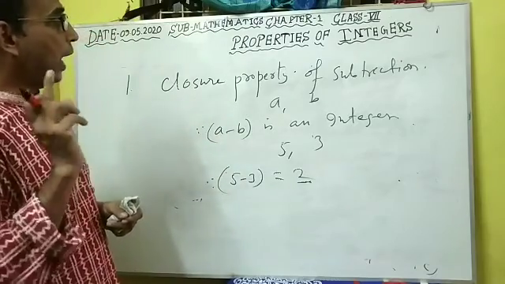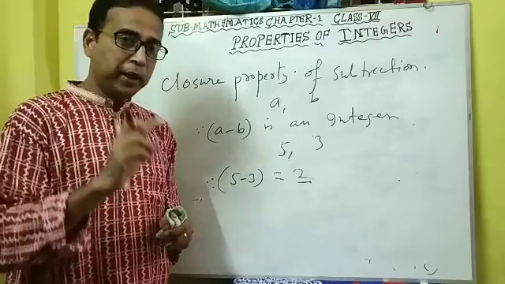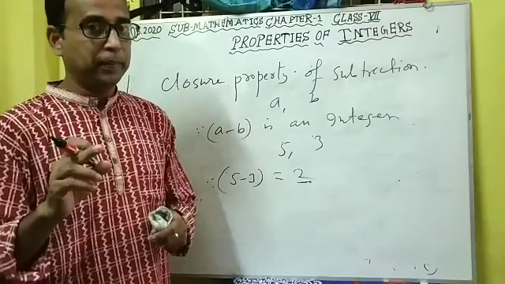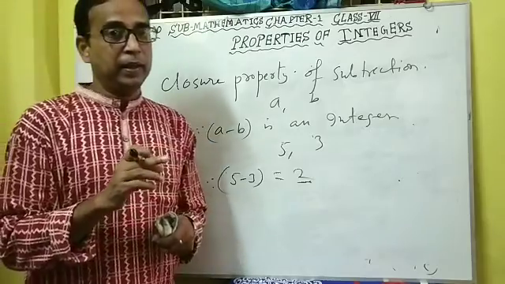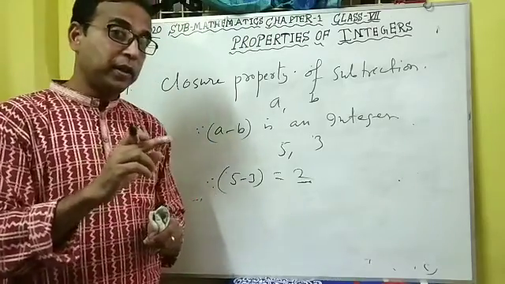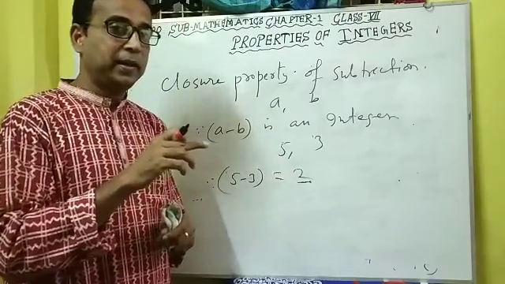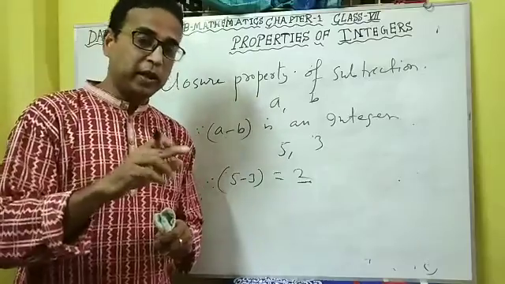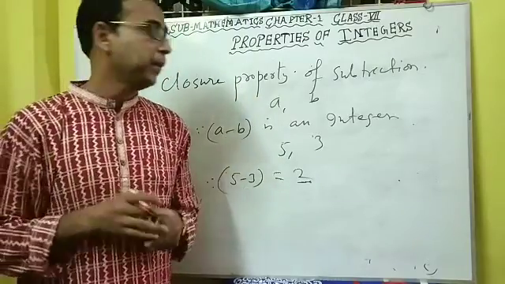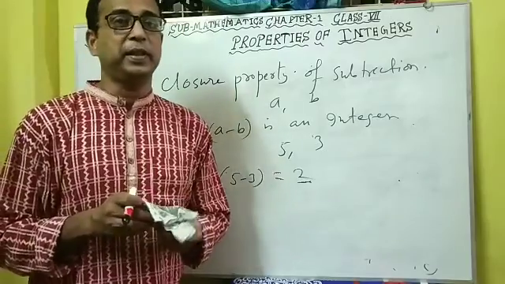But the other two properties, that is commutative and associative: subtraction of integers is not commutative. Similarly, subtraction of integers is not associative. Okay, these are the various properties of integers.